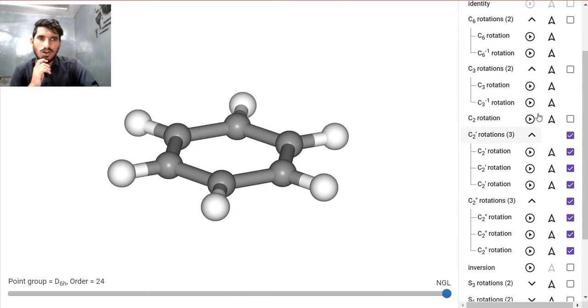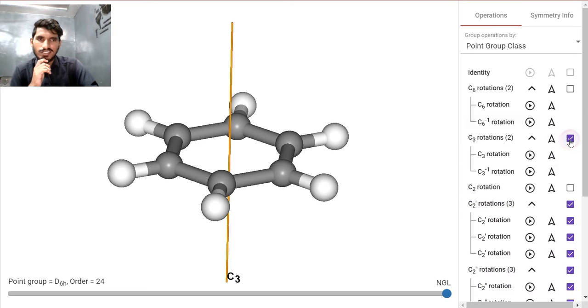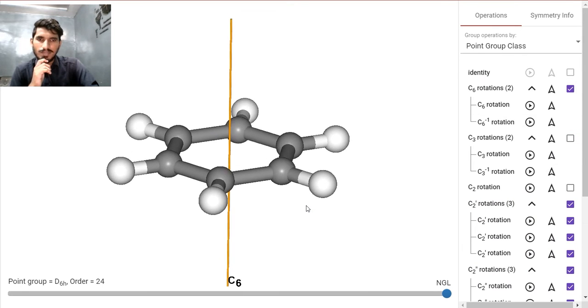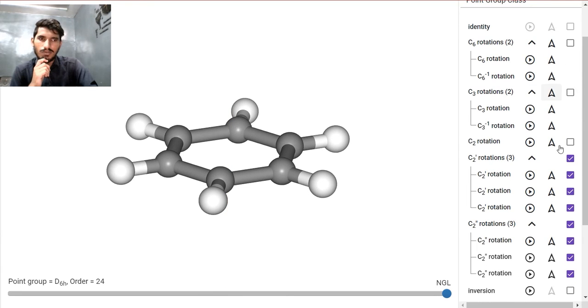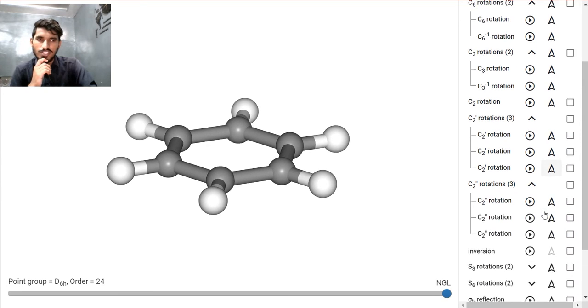So how many C3s are there? There is only one C3 and there is only one C6. So what is the principal axis of rotation in that case? The principal axis of rotation should be C6, because as you know, the principal axis of rotation is the one that has the maximum value of n. As you know, n has a maximum value here that is equal to 6. So I can say that C6 is the principal axis of rotation. These were all about the axes of rotation in benzene.